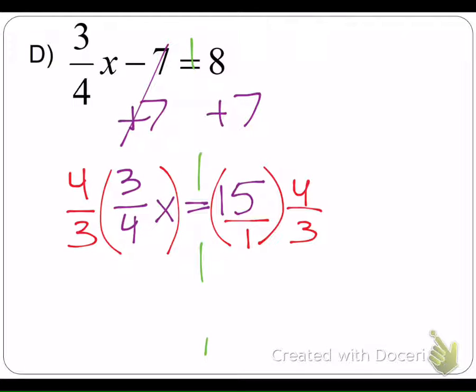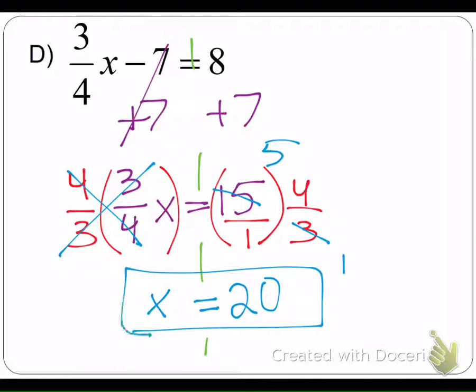All right, so I have the 4's are gone, the 3's are gone, just the x. What can I do on the right side? The 15 and the 3 goes to 5 and 1. And 5 times 4 is 20, and 1 times 1 is 1, so you don't need that over 1. This would be a good one to check. If you plug it back in, the 4 and the 20 would make a 5. 3 times 5 is 15, and 15 minus 7 is 8, so I'm feeling pretty good. Questions?